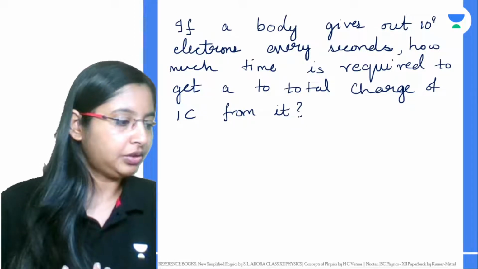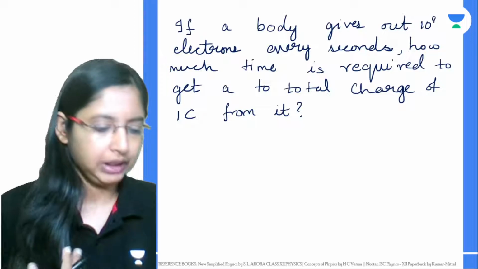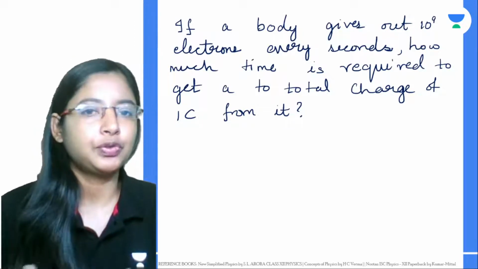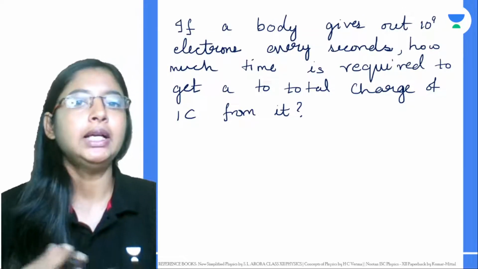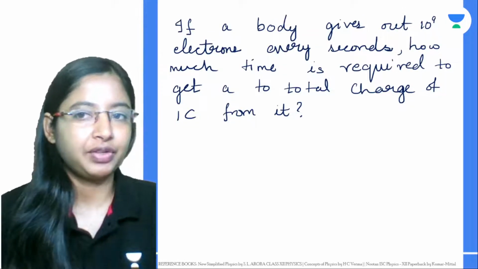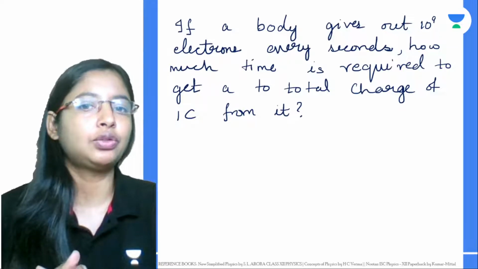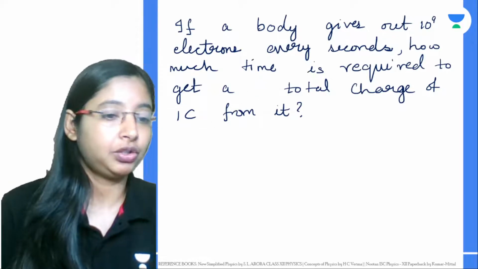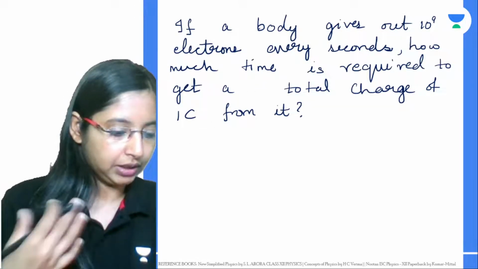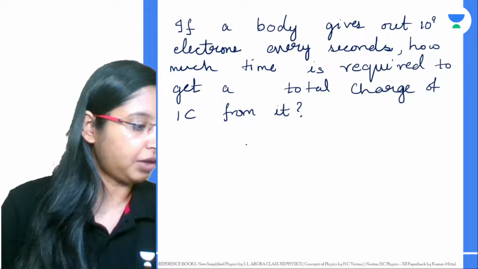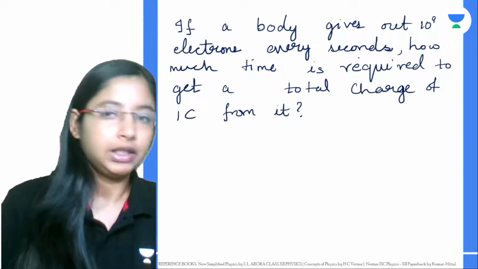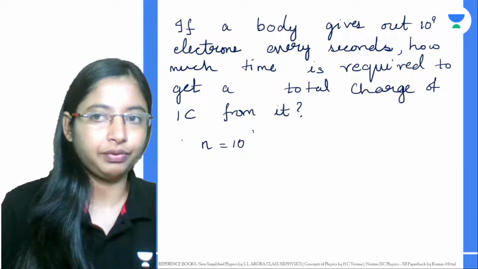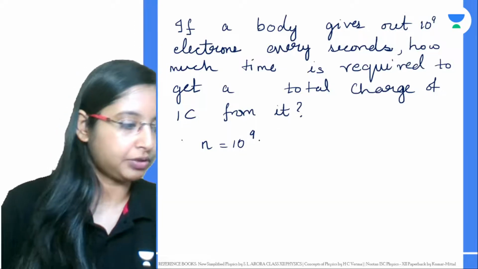Alright, so this question is actually pretty simple. In case you're watching the recordings, try to think what equations you might need to use for this question. If a body gives out 10 to the power of 9 electrons every second, how much time is required to get a total charge of 1 Coulomb from it? 1 Coulomb is an extremely huge value, right? To do this, first we need to know the number of electrons it gives out every second. Let's take that n to be 10 to the power of 9.